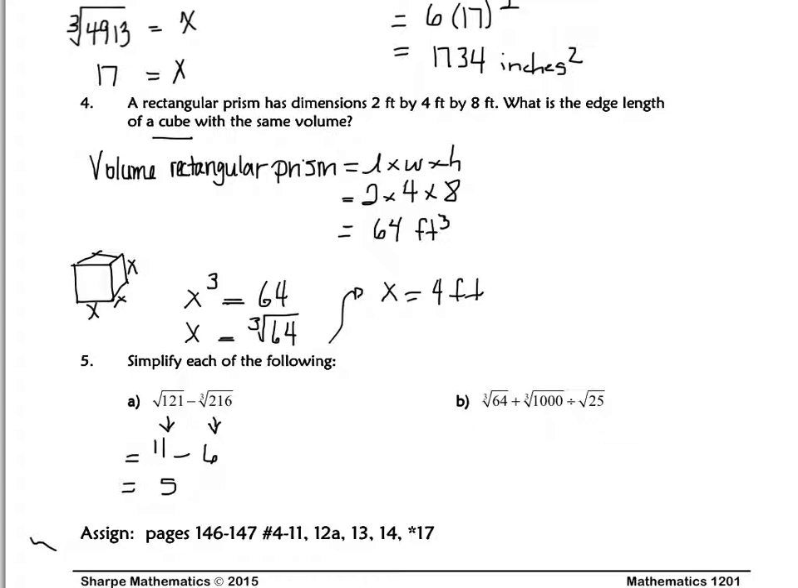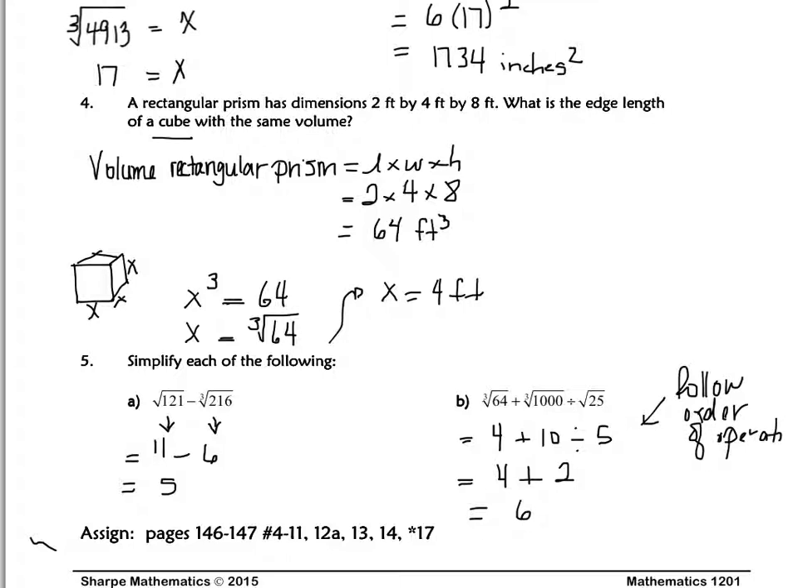And B would be the cube root of 64 is 4, plus the cube root of 1,000 is 10, divided by the square root of 25 is 5. Following order of operations, you would have to do the 10 divided by 5 first, which is going to give you 2, and that's going to give you 6. So you've got to follow order of operations. Put a little note there to remind you.